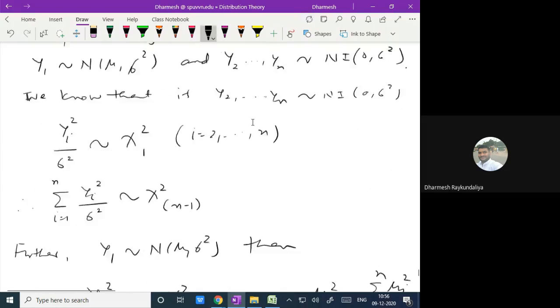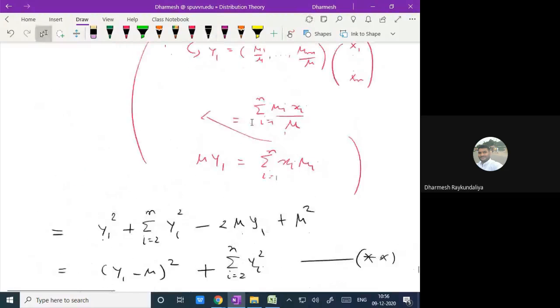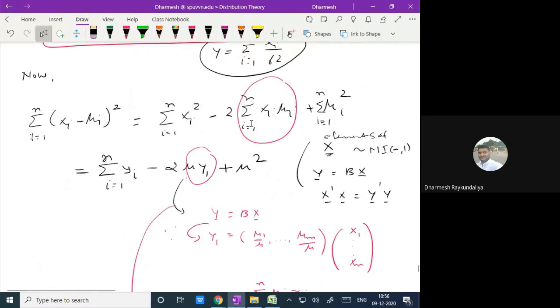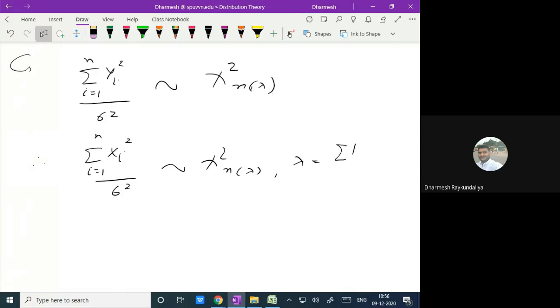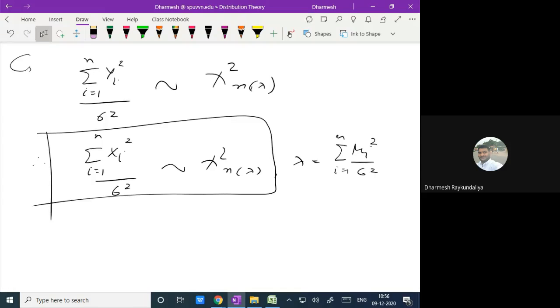By the orthogonal property, you can write summation yi square equal to summation xi square. So I am substituting here. Therefore, summation xi square, i running from 1 to n, upon sigma square is distributed as a non-central chi-square with n degrees of freedom and non-centrality parameter lambda, where lambda is summation mu i square upon sigma square, i running from 1 to n. So this is what we wish to prove.